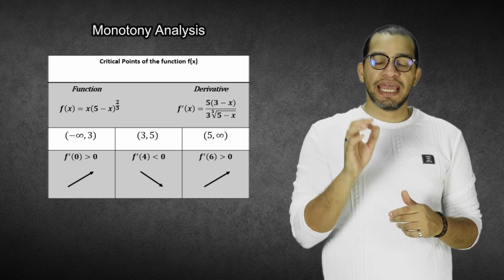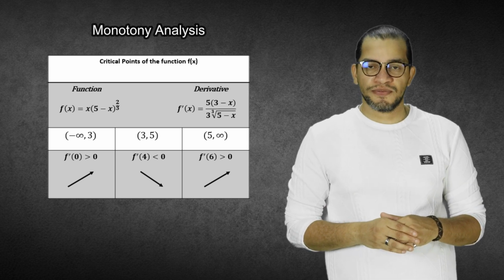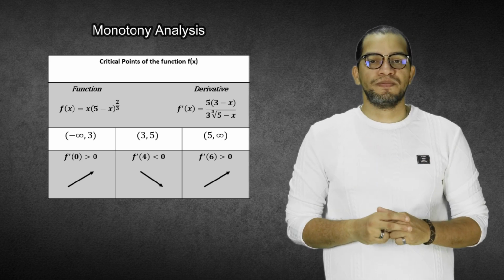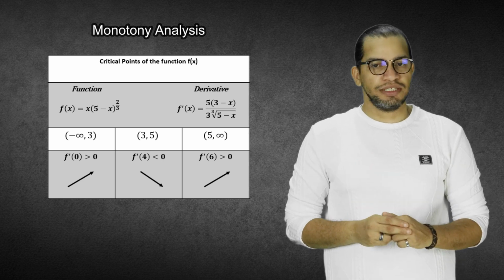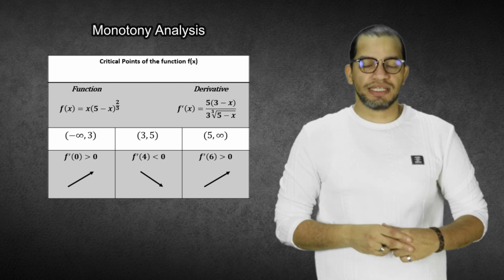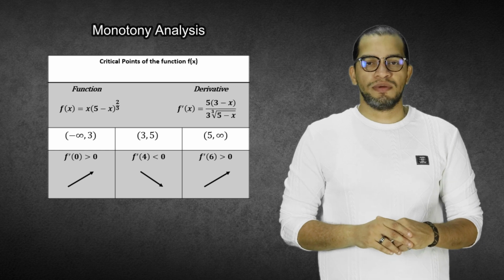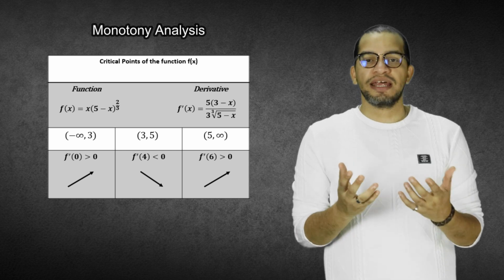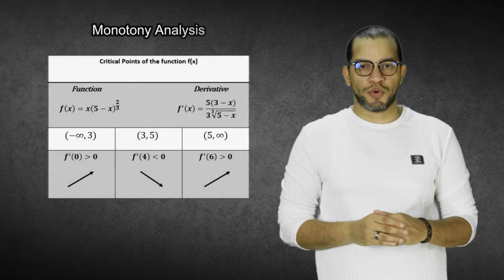As well, if we take the value 4, for instance, in the interval 3 to 5, and we plug it into f prime of x, we get a negative value. Therefore, the function f of x has to be decreasing in such an interval. Finally, if we take the value x equals 6, for instance, and we plug it into f prime, we notice that the sign of the result is positive.